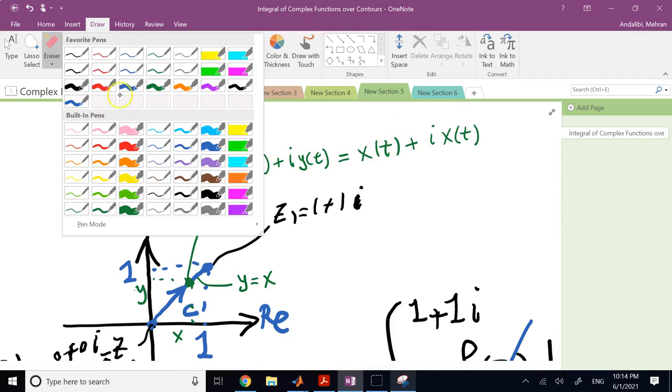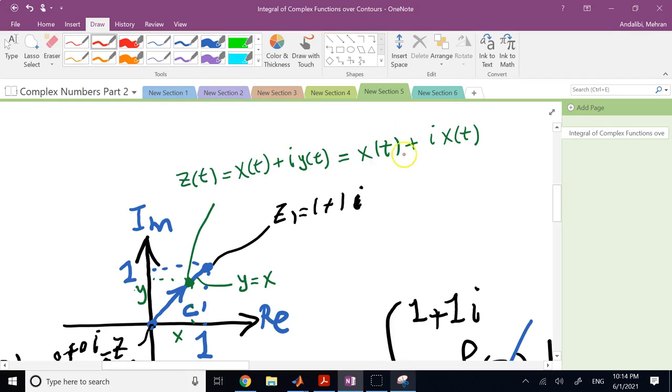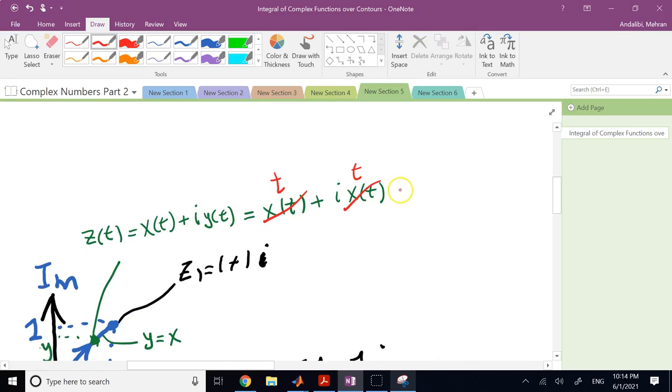I can go with the simple choice of, since I want t to constantly change between two limits, and for that x changes, so here I choose my x of t to be t, and therefore y is also going to be t. So my z is going to be t plus i times t, where t can change between 0 and 1.